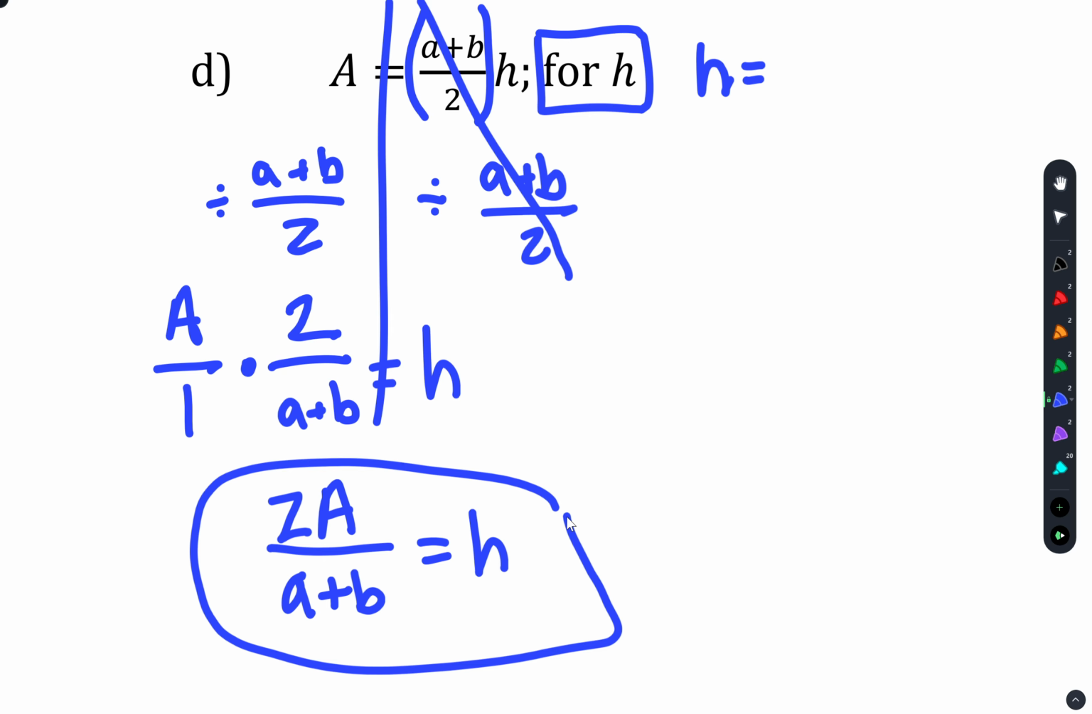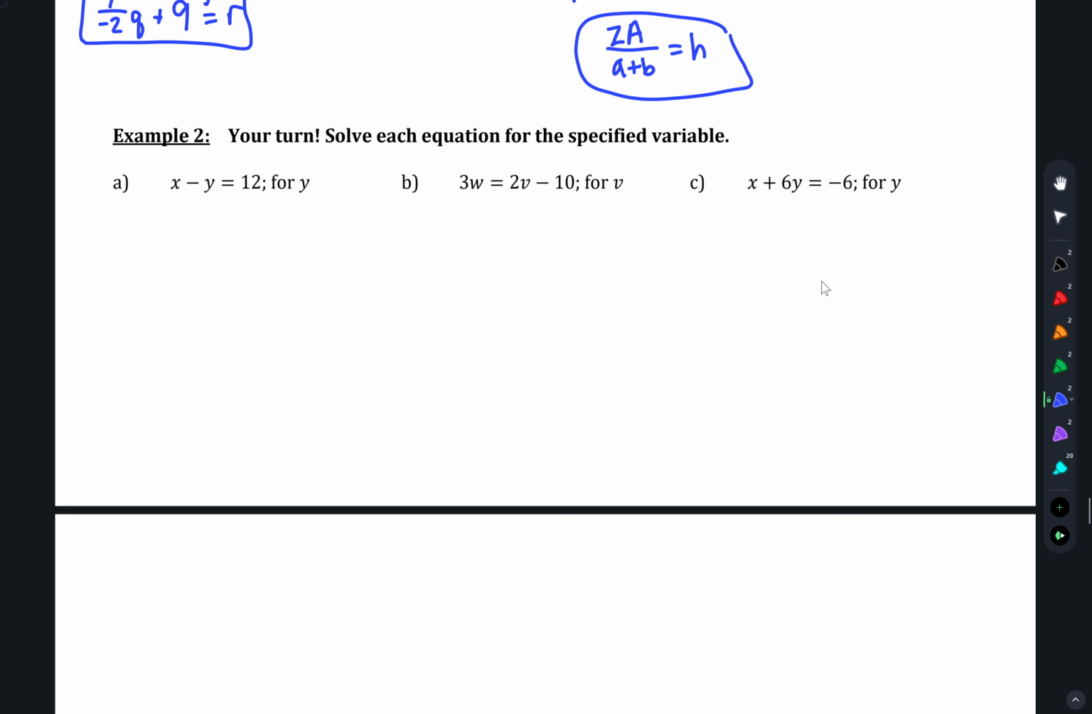That one's probably harder than anything I would give you on a quiz or a test. But we figured it out, right? We treated it as a fraction. We got it. All right. Go ahead and try A, B, and C here. And then I'll take some volunteers.